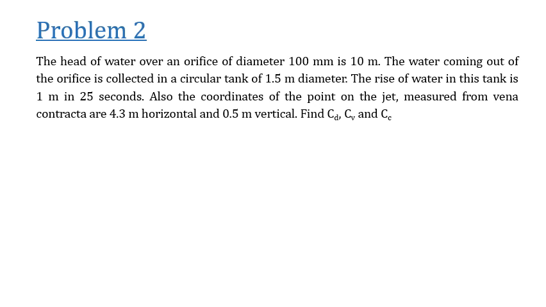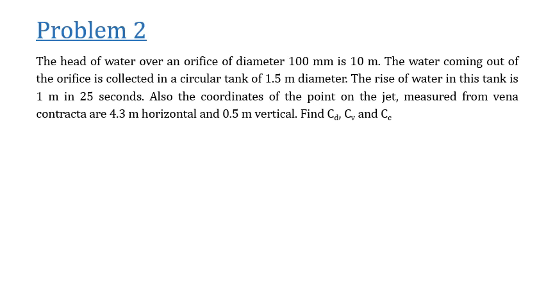The head of water over an orifice of diameter 100 millimeter is 10 meter. The water coming out of the orifice is collected in a circular tank of 1.5 meter diameter. The rise of water in this tank is 1 meter in 25 seconds. So in the circular tank where we are storing the water after it has passed the orifice, we have collected 1 meter water in 25 seconds. So basically with the help of this we can get the actual discharge.